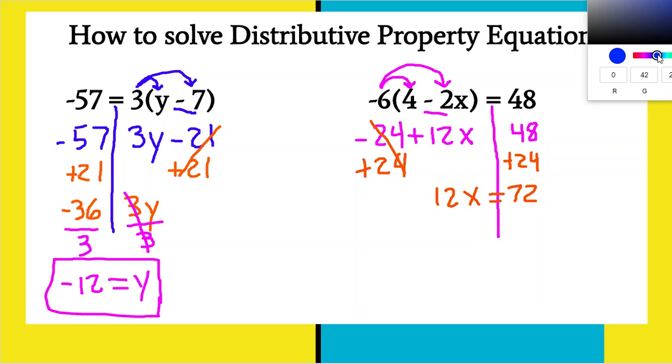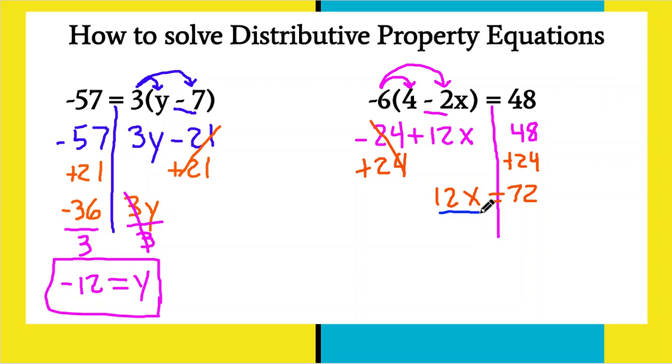So I want to get x by itself. A number next to a letter means multiply, so I have to divide. So I'm going to divide by 12 to cancel out those numbers and leave me with just x. Whatever I do to one side, I have to do to the other side. So I have to do 72 divided by 12. And 72 divided by 12 is 6. So my answer is x equals 6.